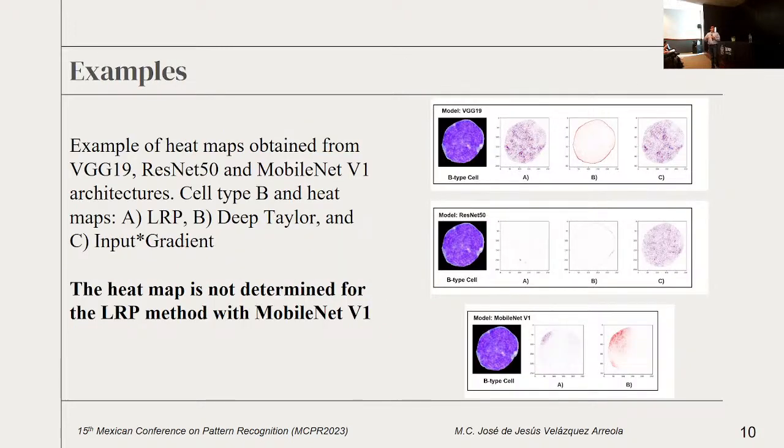For example, these are some examples. We present first the model VGG19, the original image. In this case, the image from the data set is without the background; only the cells are segmented. Next we present the heat maps: for example, heat map A is using the method LRP, then deep Taylor decomposition, and finally input gradient. Another important piece of information is that with MobileNet V1, the LRP method is not determined.